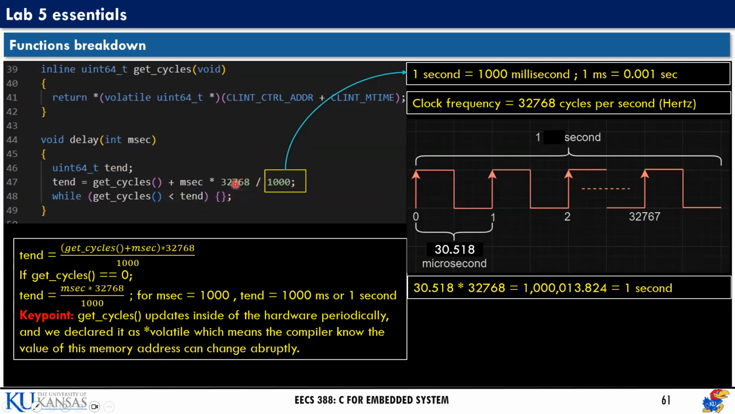So dividing this clock cycle count by 1000 means we are using this delay function in millisecond format, right? And the key point here is that get cycles updates inside the hardware periodically, because get cycles is using this mtime register, and we declared it as volatile, which means the computer knows the value of this memory address can change abruptly. I hope now it is clear how we are calculating the delay. So please go through these equations. They are very simple and easy equations.